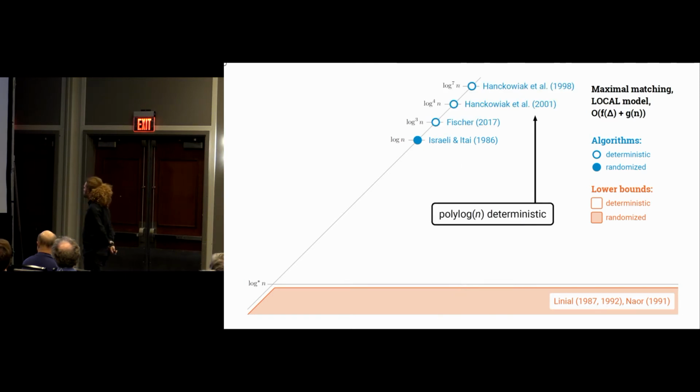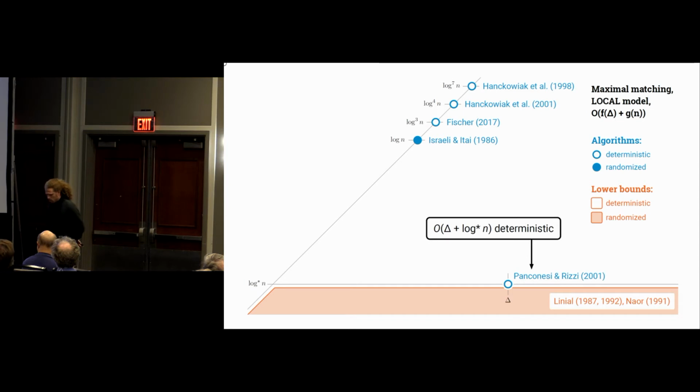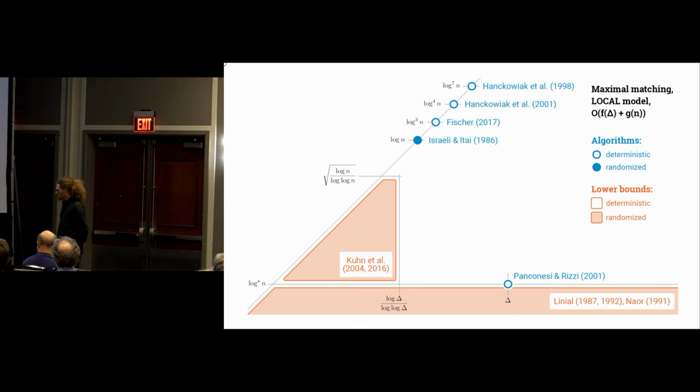Then in the end of the 90s, the first polylogarithmic deterministic algorithm was found and subsequently improved. And also we have a deterministic algorithm that runs in time delta plus log star of n. On the lower bound side, we have the famous lower bound by Kuhn, Moshkovitz, and Wattenhofer that tells us that you cannot go simultaneously below a dependency of log delta divided by log log delta in the maximum degree of the graph and root of log n divided by log log n in the number of nodes of the graph.